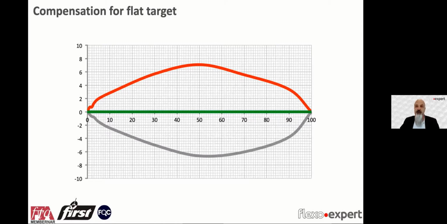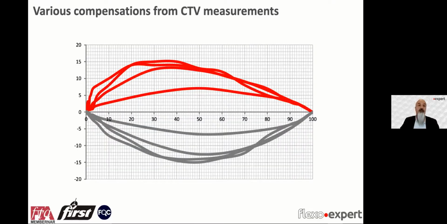We now calculate the dot gain compensation for that print curve and the target curve. And the compensation will look like the gray curve at the bottom, okay? From different TVI curves measured in CTV, we can calculate as many different compensation curves. Maybe because we have different Anilox volumes, different substrate absorption, different screen count, and different print curves and different compensations, right? And here there is something very interesting.